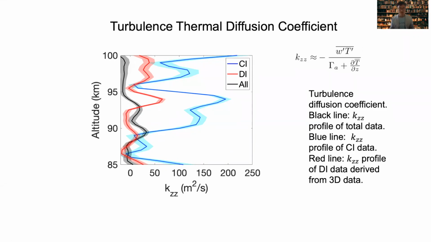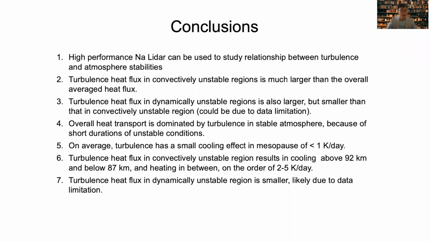Turbulence thermal diffusion coefficient in convectively unstable region is much larger than that of overall coefficient. The diffusion coefficient in dynamically unstable region is smaller than that in convectively unstable region. But the coefficient in dynamically unstable region is derived from 3D data. Only turbulence less than 1 minute were included. I will summarize the conclusions.